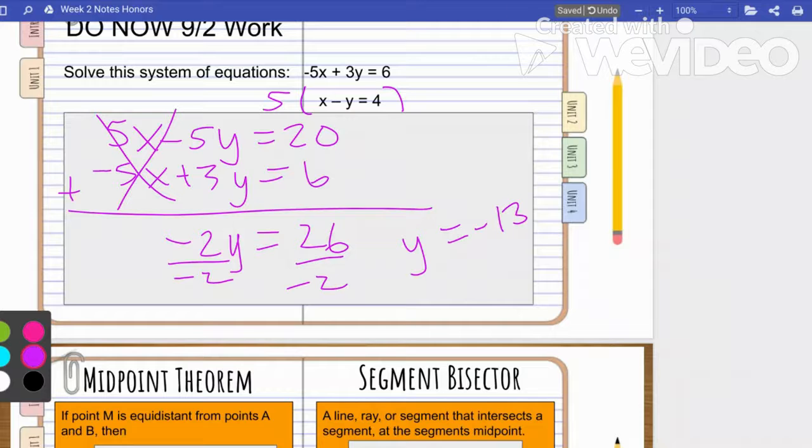I'll plug it into the bottom equation. So that's going to be x minus negative 13 equals 4. Well, this is a plus 13, so I'm going to subtract 13 to the other side. And I get x equals negative 9. So my answer is negative 9, comma, negative 13.